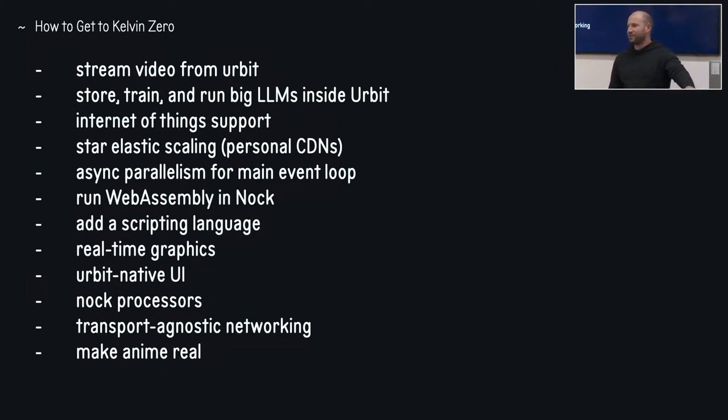Knock chips, knock processors. There will be an FPGA roughly a year from now. It takes more money to build an ASIC, an application-specific integrated circuit. It takes even more money than that to build something that's a whole general-purpose processor.